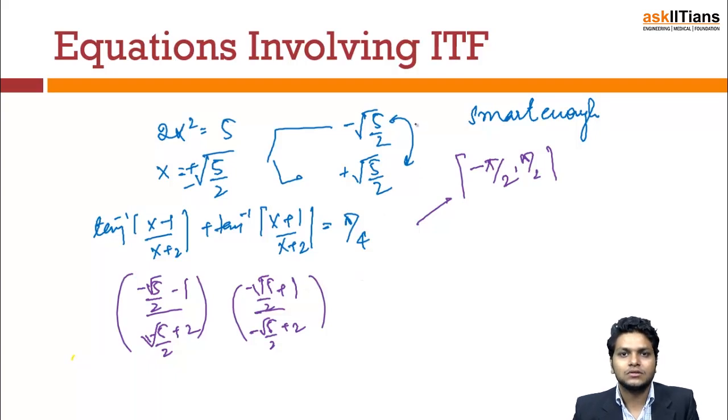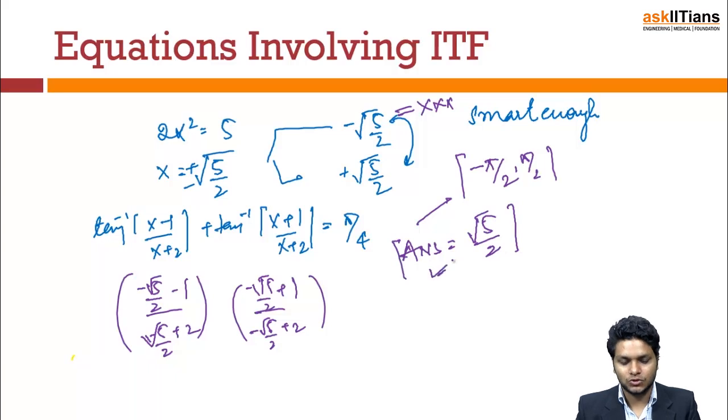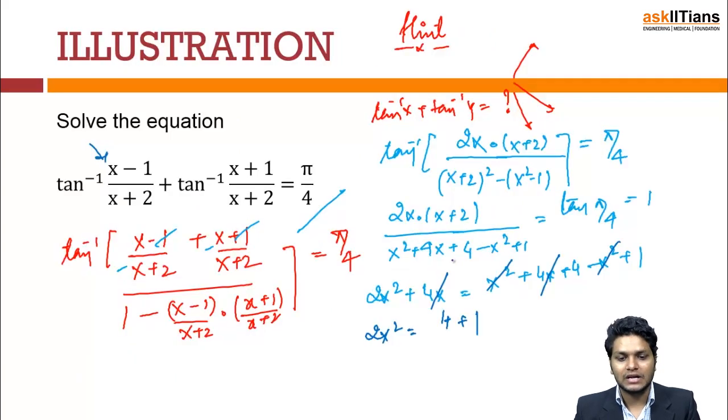So this is not the answer, so this part is the boom now, so this will get off, and the final answer to this question will come as √(5/2). So the value of x which will satisfy this is equal to plus √(5/2).